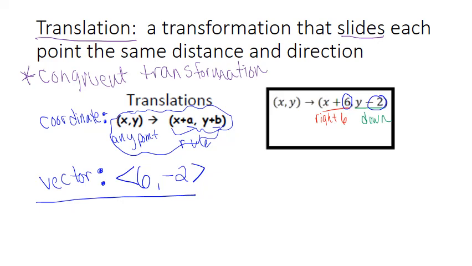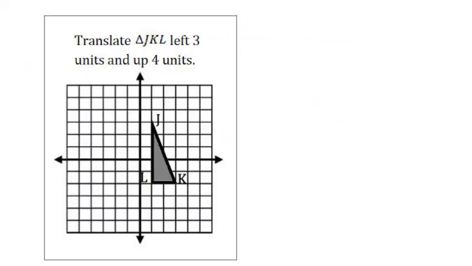So let's look at an example. In this first example, we're going to translate the triangle JKL left 3 units and up 4 units. Let's first start by writing that in coordinate and vector notation so we can get used to that.